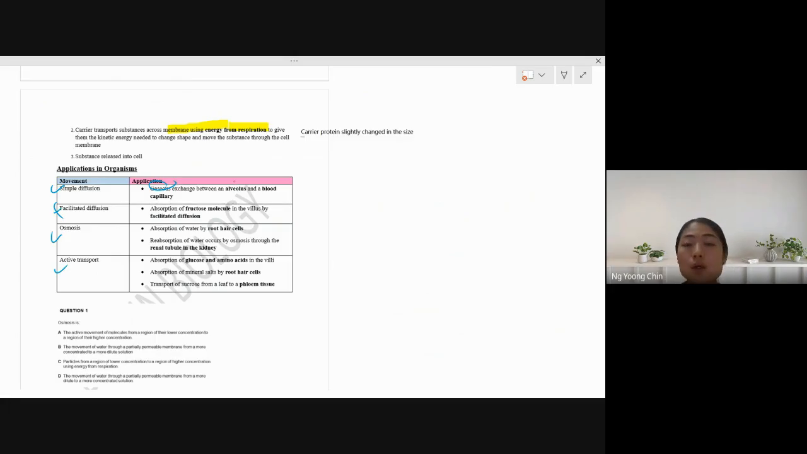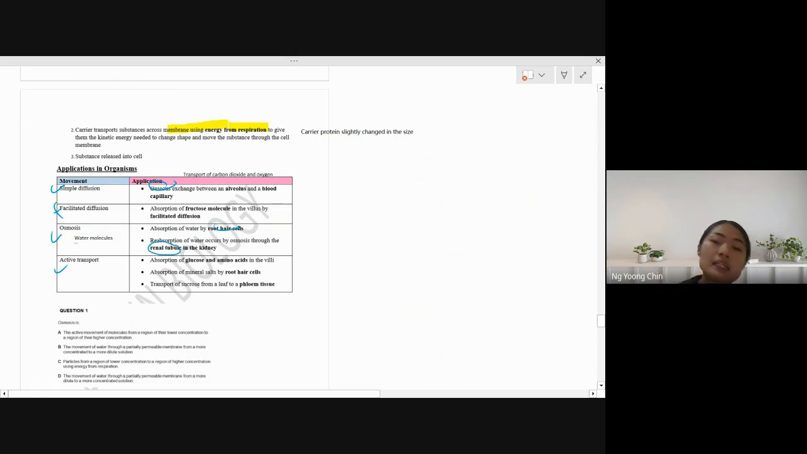Gaseous exchange means the transport of carbon dioxide and oxygen. Usually they are involved in simple diffusion. And then how about osmosis? Osmosis only involves the transfer of water molecules. For example, the root hair cell, and also the reabsorption of water by the renal tubule in the kidney.